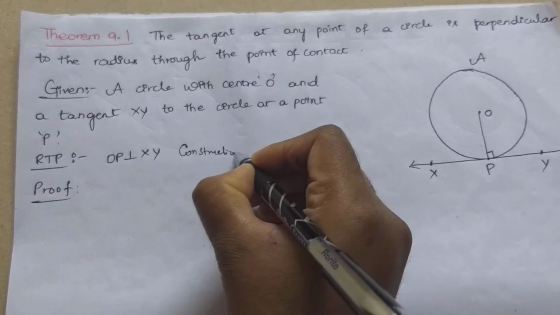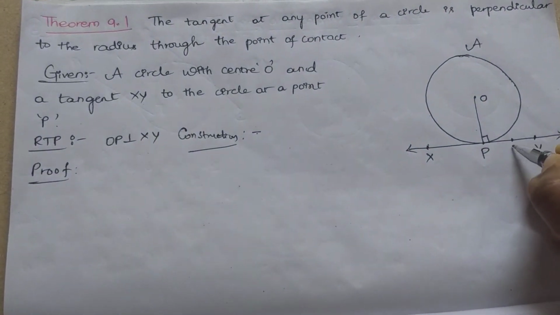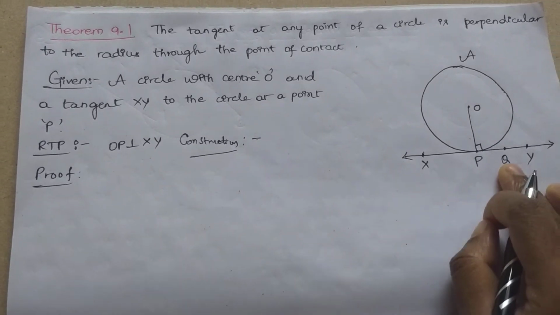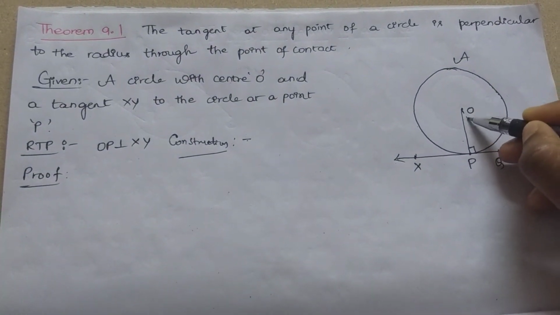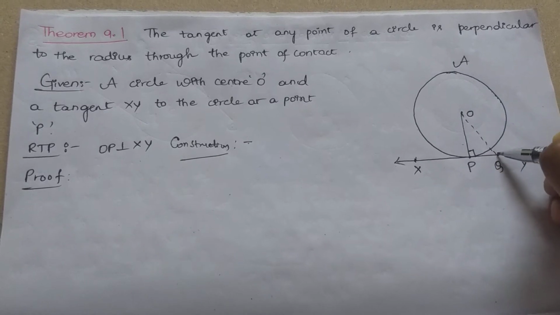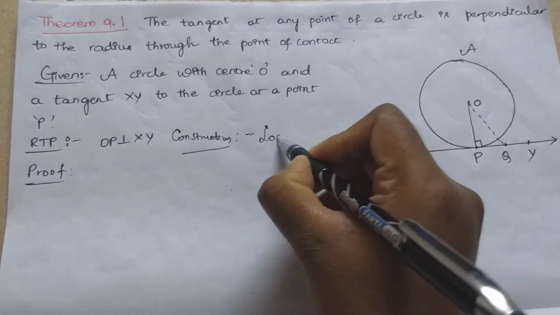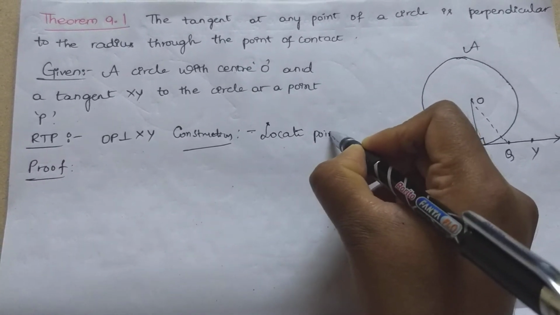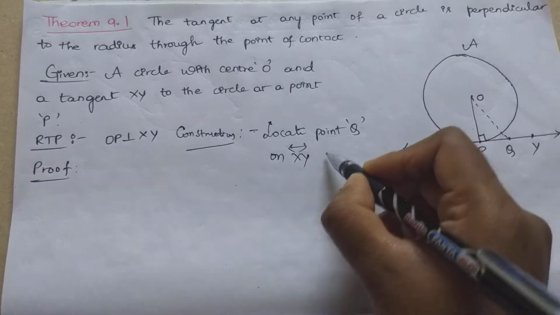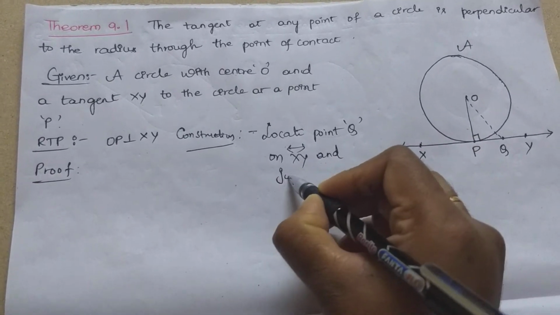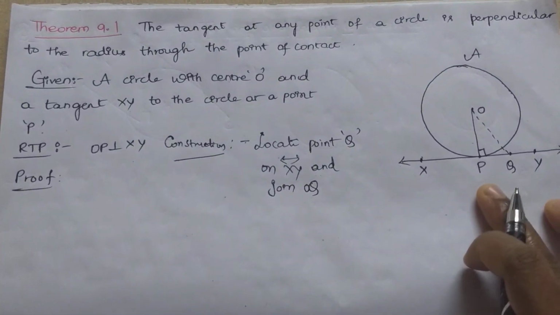Under construction, what did I do? I have taken a point on the line XY. Let the point be Q. Okay. After that, I have joined the points O and Q. Let me write it in the construction part. So, locate point Q on XY line and join OQ. Okay, this is what I did under construction part.